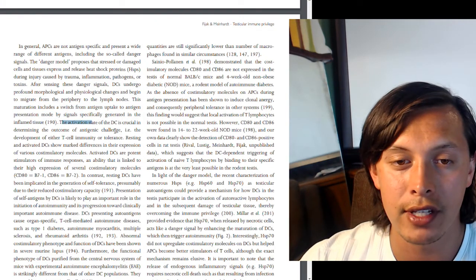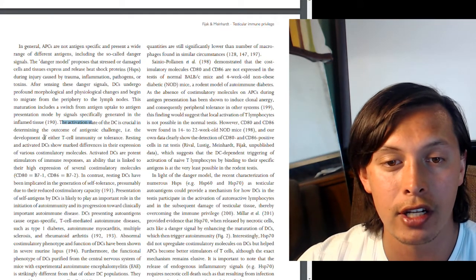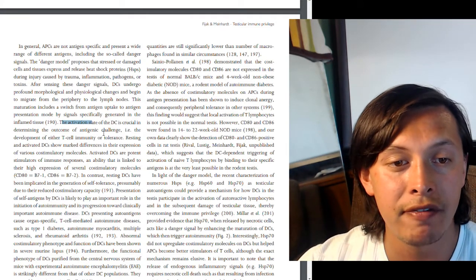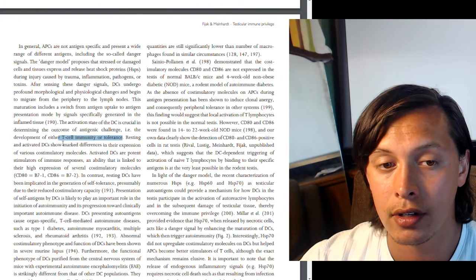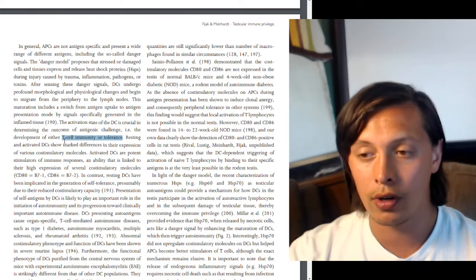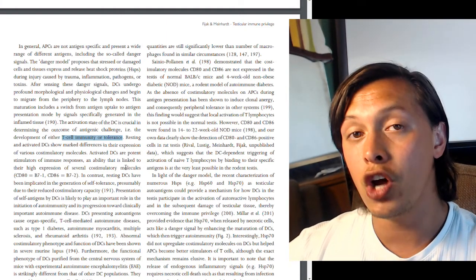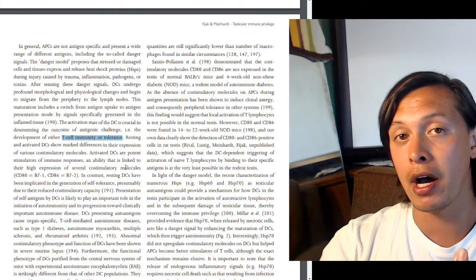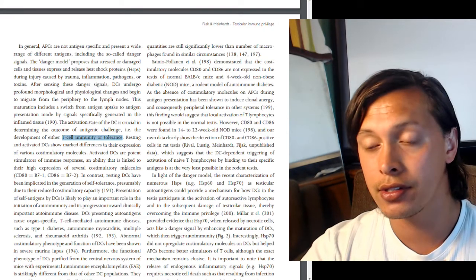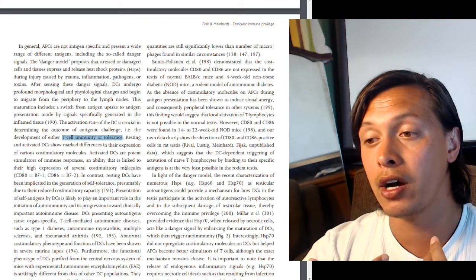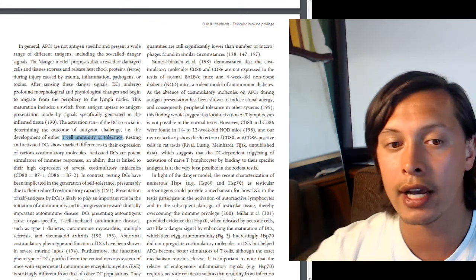The activation state of the dendritic cell is crucial in determining the outcome of antigenic challenge, for example, the development of either T cell immunity or tolerance. So this is how the dendritic cells know whether or not to present antigens on their surface that will tell the T cells not to attack or tell the T cells to attack.